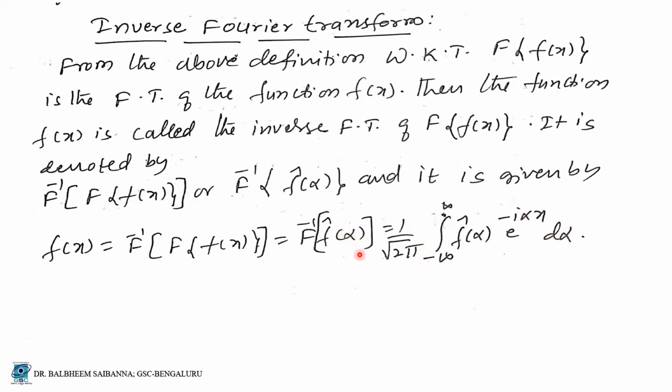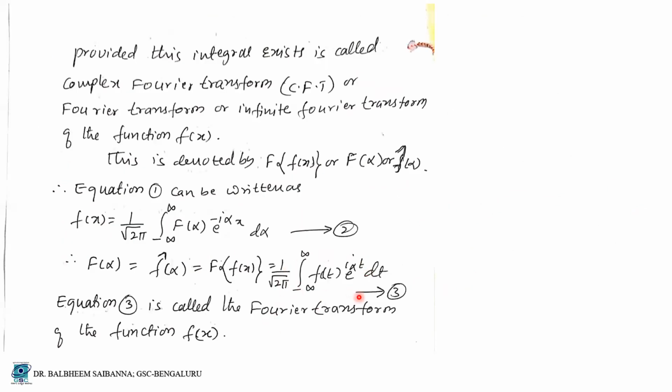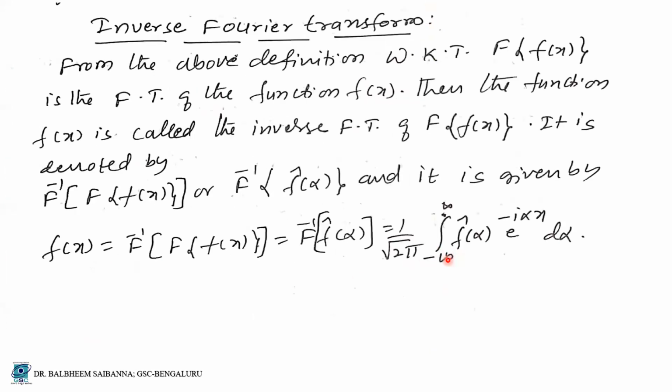Here we are writing in terms of alpha. Now this is known as the inverse Fourier transform. Look at the previous one: this is the Fourier transform of the function. Then the same you can put in this form: F inverse of f of alpha, which is f cap alpha, equals 1 divided by root 2 pi, integral over the limit minus infinity to plus infinity f cap alpha e to the power of minus i alpha x d alpha.